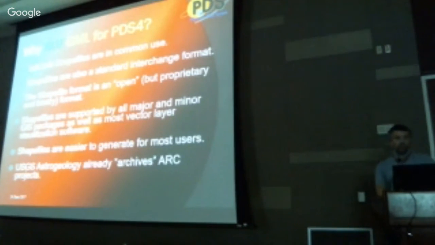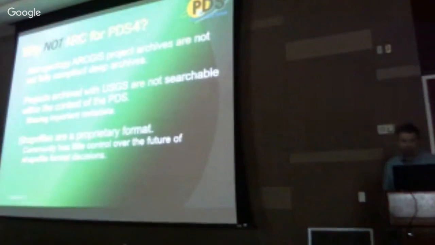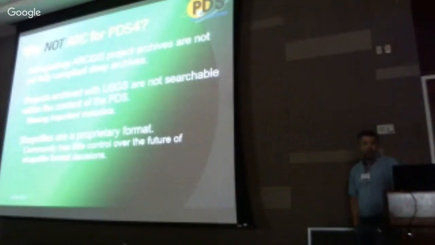Shapefiles are easier to generate for most users, and this is probably the number one reason not to use GML for PDS4 archival: because we're already generating shapefiles, and why should we have to now generate another set of GIS package files? Another argument for not using GML and for using ARC is that USGS Astrogeology already archives ARC projects. However, those projects, like I already said, are not yet fully compliant for deep archives.